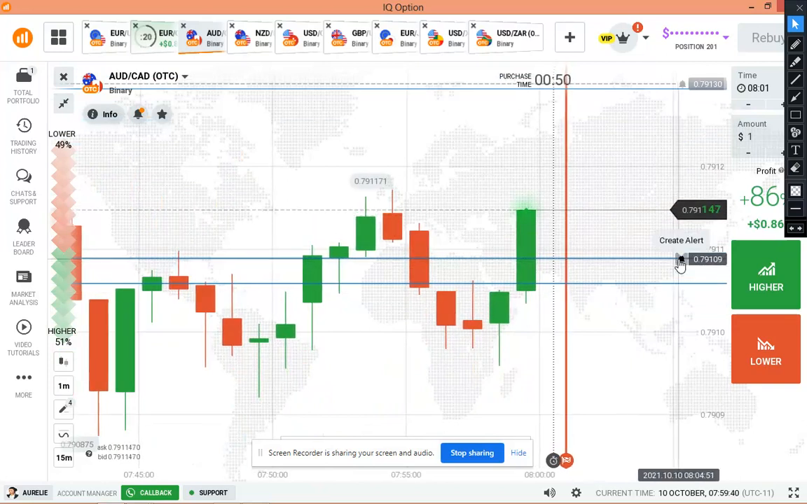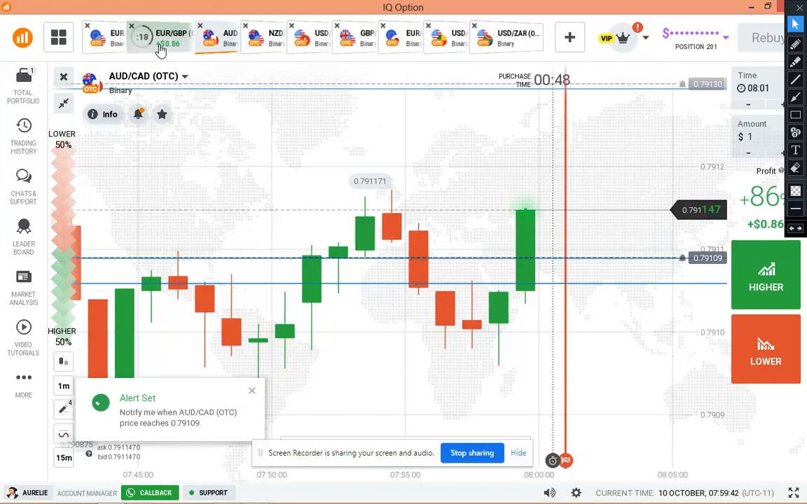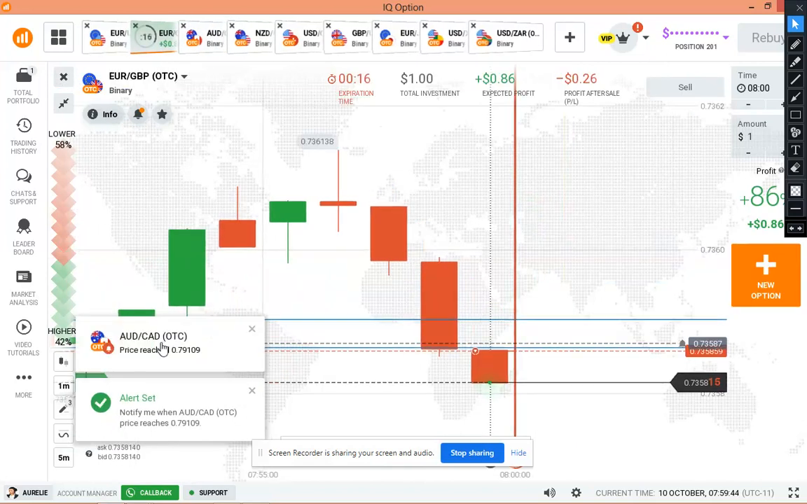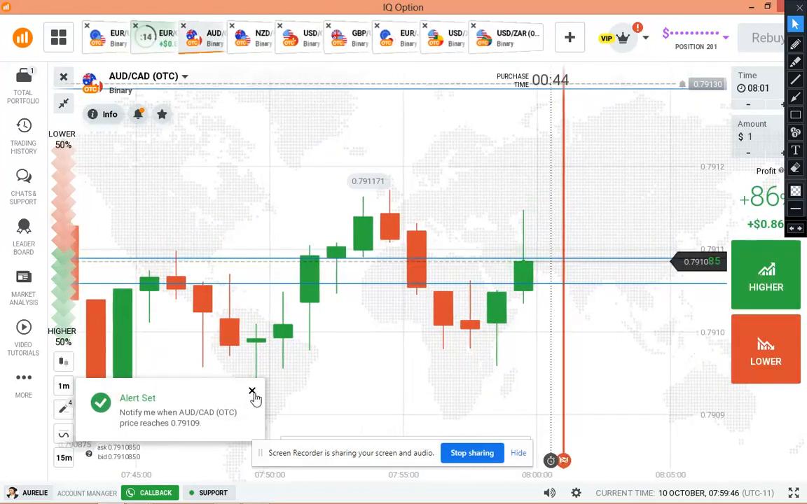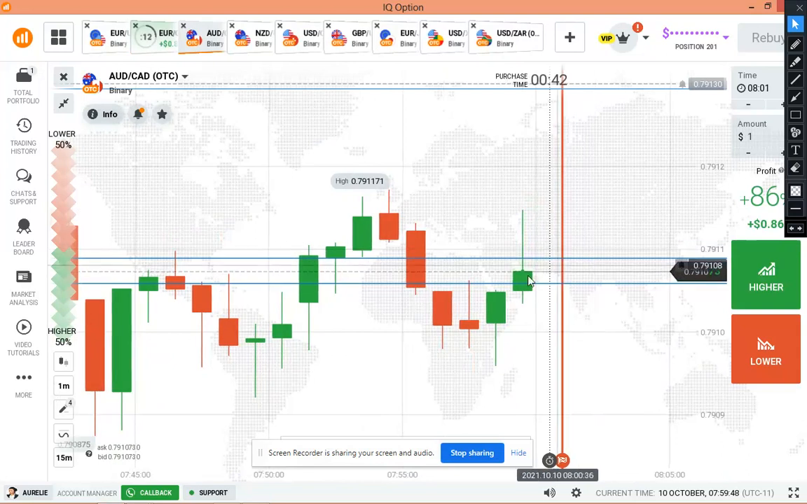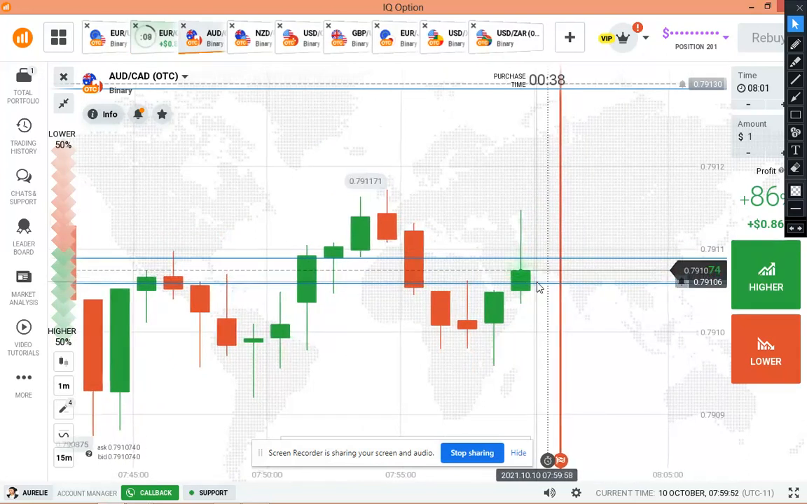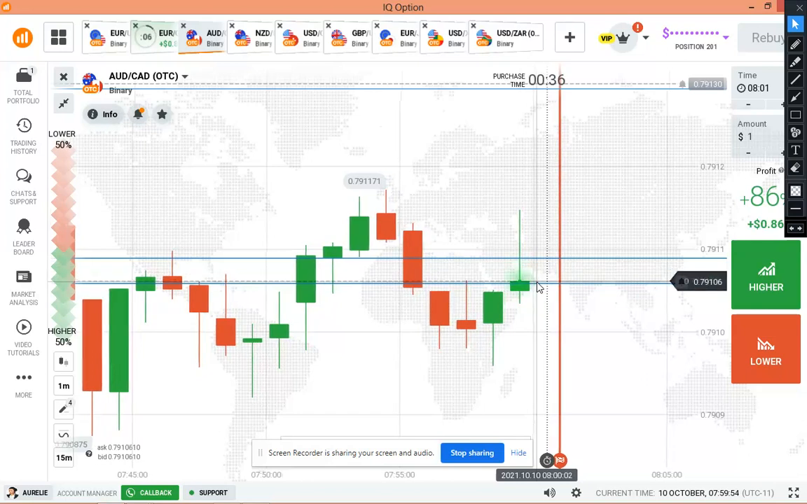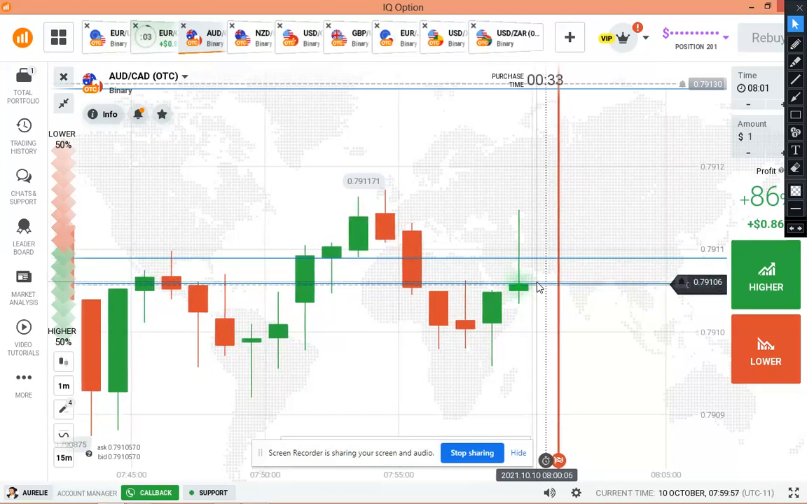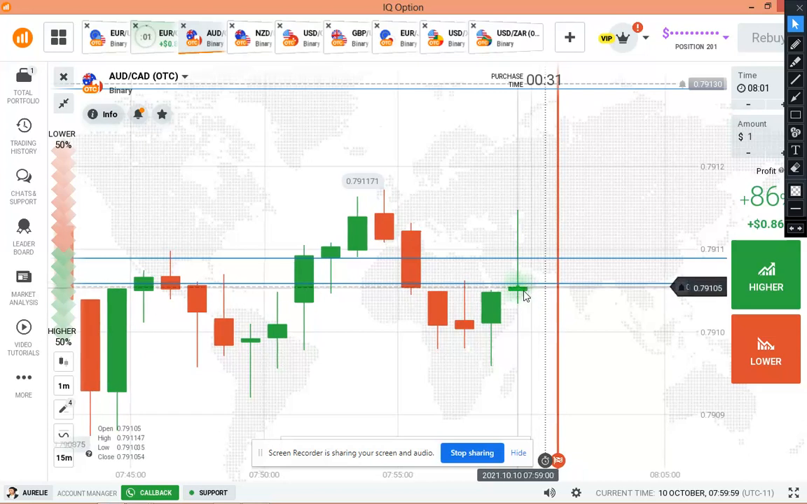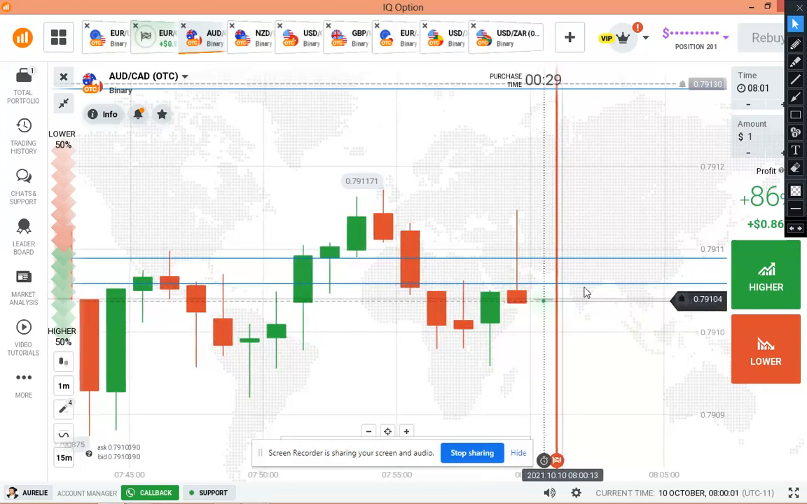Oh shit, strong bullish candle, no sign of. Okay, okay, so let's wait for the candle to close. Come on. Shit.